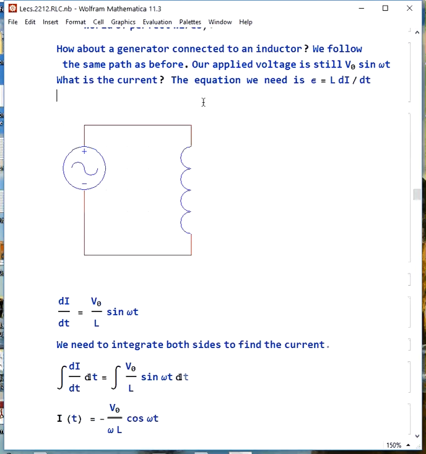Next, we want to consider a generator connected to an inductor, and we follow the same reasoning as before. Our applied voltage is the same, it's V naught sine omega t, and we're looking for the current. The equation that governs this is the EMF is L di dt. We can then write this in terms of di dt, and we can integrate both sides to find the current. Because we're doing physics, not math, we can just treat these things like fractions and multiply them.